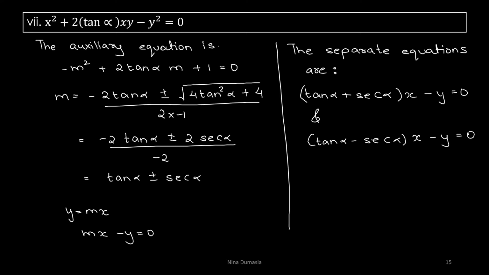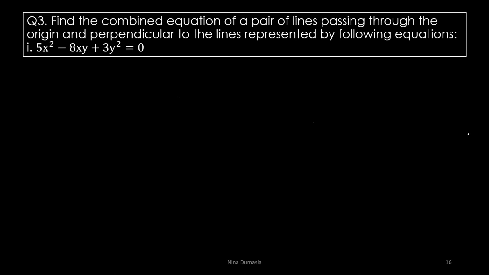Now let us do the next question. Find the combined equation of a pair of lines passing through the origin and perpendicular to the lines represented by the following. So here, if you remember, we had done a similar solved example where we are given two lines, and the lines we have to find are perpendicular to them. So like I had said, suppose there are two such lines, and what we have to find is a line perpendicular to the first line, another line perpendicular to the second line, and then the equation of these dotted lines has to be found.